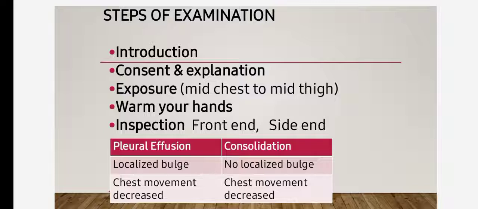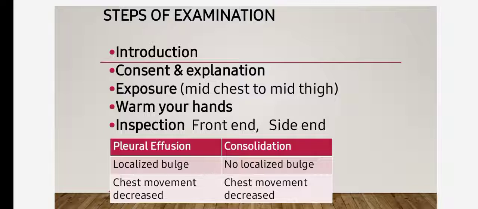Head should be straight, arms should be at the side, and legs should be straight. Whole body should be in one plane. Patient should be in panties or exposure should be from mid chest to mid thigh. In chest examination, always do comparison of both sides.